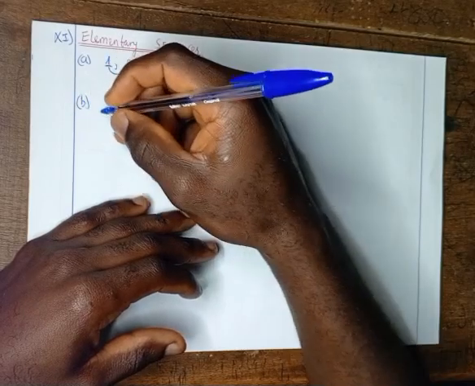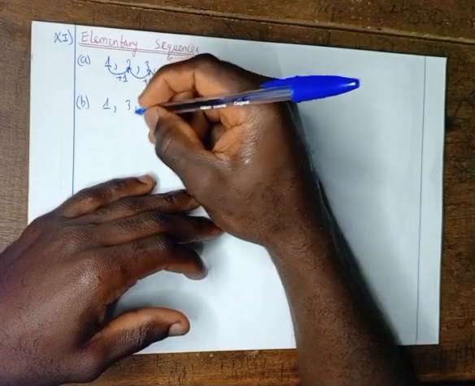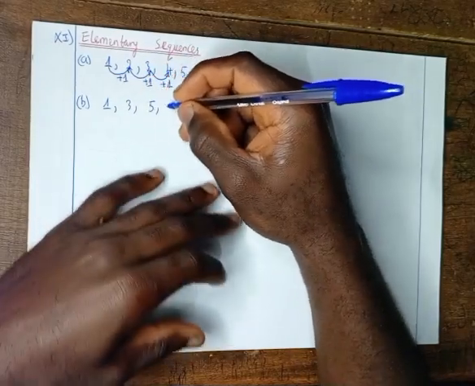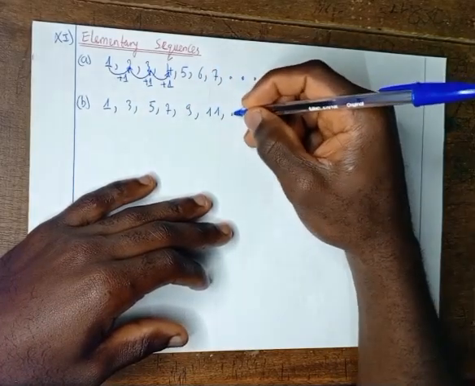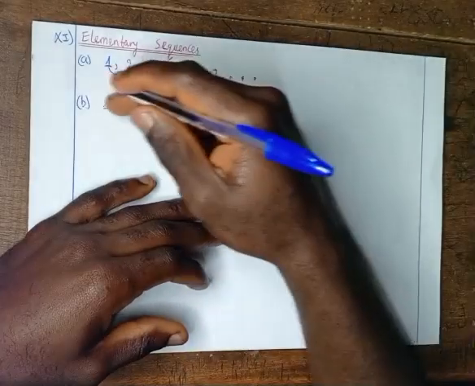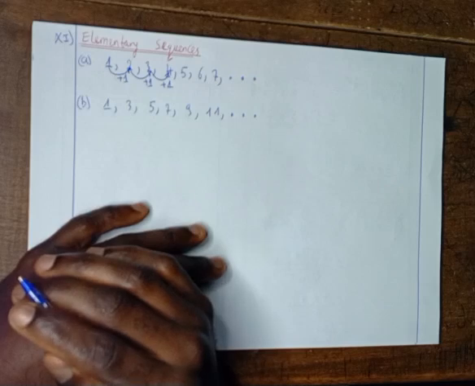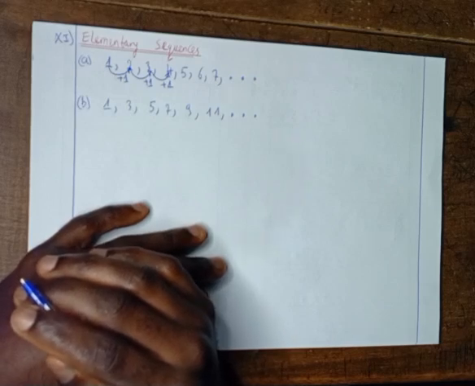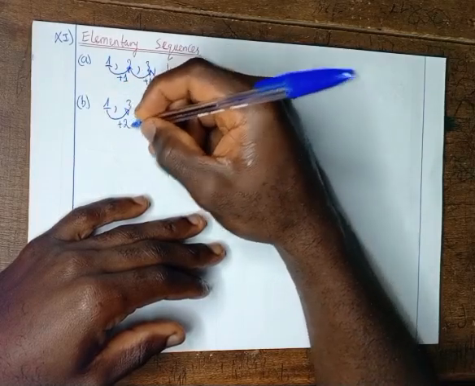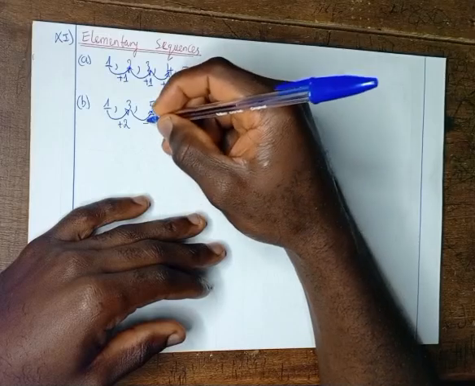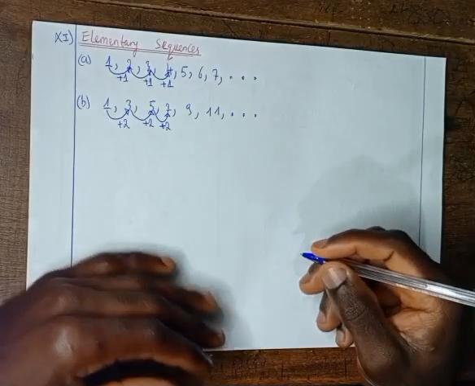We go now to B. B, we have 1, 3, 5, 7, 9, 11, 3 dots. In this case, you see that these numbers here, they are all odd numbers. And for us to get the next term from the previous term, we simply add 2. Addition of 2. Addition of 2. Addition of 2. So here, this is the rule. It is simply addition of 2.